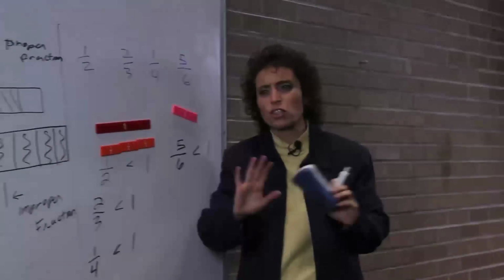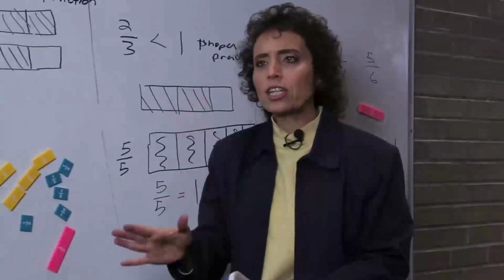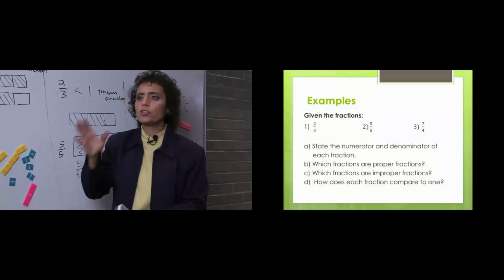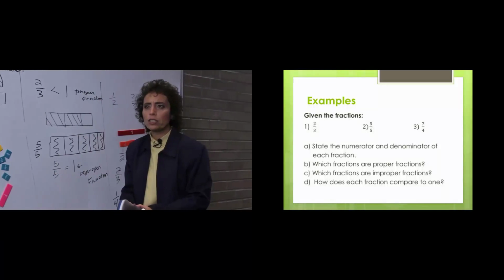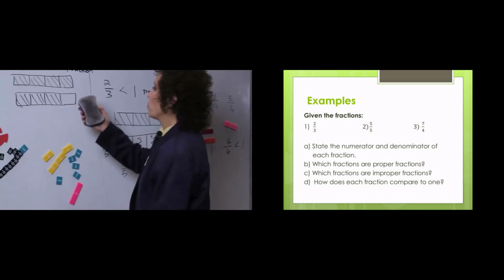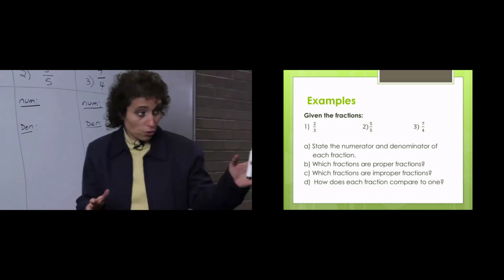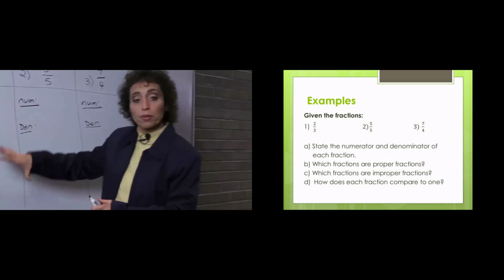And all that stuff is in your workbook, so don't worry about that. In the next set of examples, we're going to state the numerator and denominator of each fraction, state whether they're proper or improper, and compare it to 1. So here we go. All right, you saw the little manipulators that I dropped all over the floor, but that's cool. Now we're going to just summarize this.